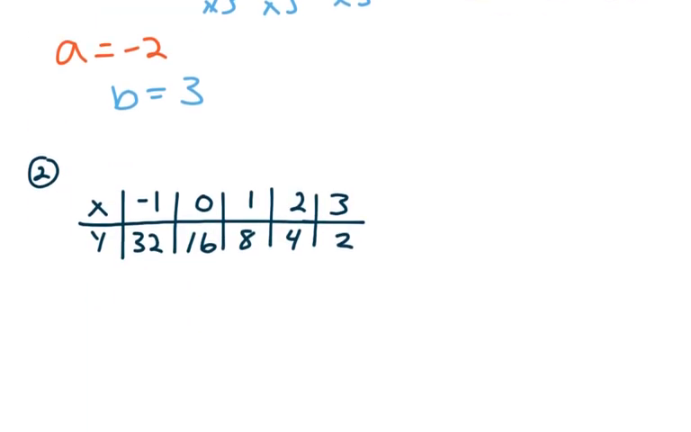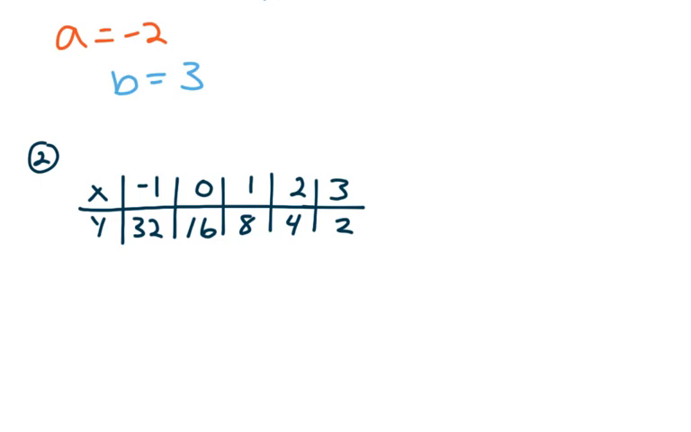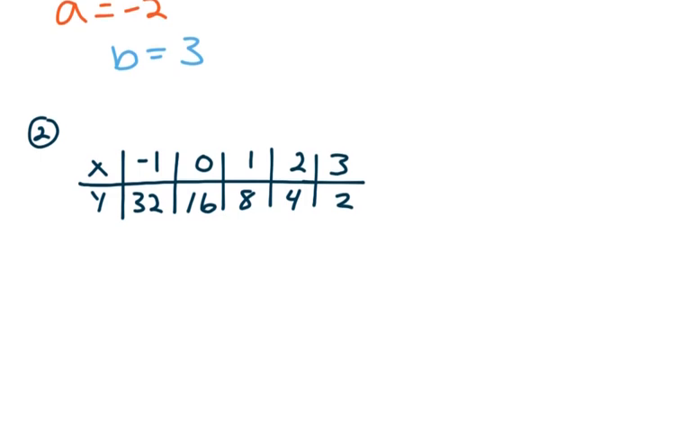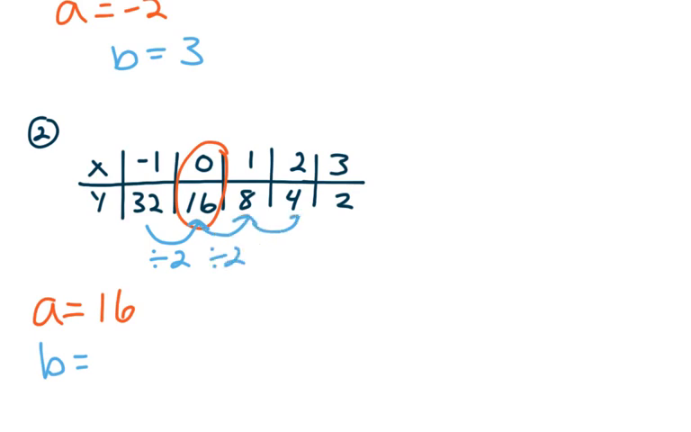Example number 2. We have our table. We need to figure out our a and our b. So our a is pretty straightforward. It's the y value when x is 0. So a is equal to 16. Then the b value. Now, to go from 32 to 16, that is dividing by 2. 16 to 8, also dividing by 2. 8 to 4, dividing by 2. And then from 4 to 2, you guessed it, that's dividing by 2.